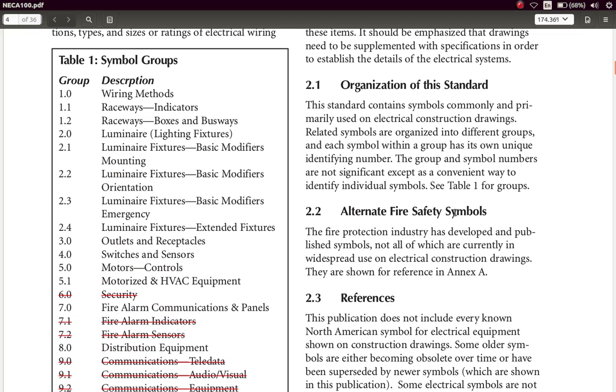Alternate fire safety symbols. The fire protection industry has developed and published standards, not all of which are currently in widespread use on electrical construction drawings.